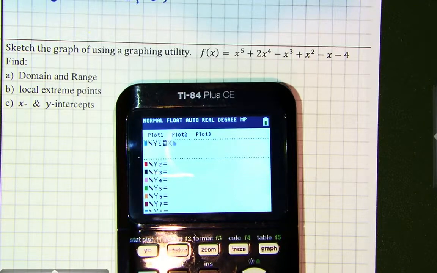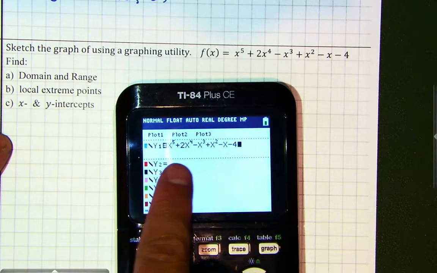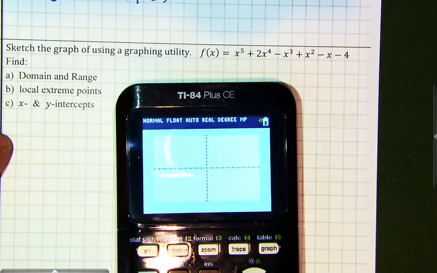X to the power of 5, move to the right, plus 2x to the power of 4, move to the right, minus x to the power of 3, move to the right, plus x squared minus x minus 4. So that looks fine. Then I'm just going to graph it.